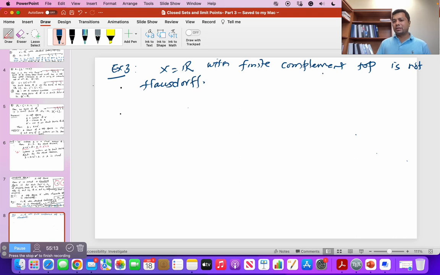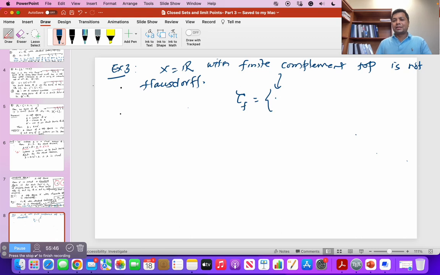So here, what is the finite complement topology? Finite complement topology, which we denote by tau f. You have seen the definition of finite complement topology in the very first section, which was on topological spaces. You can go back to that video and take a look. You will see the definition of finite complement topology.